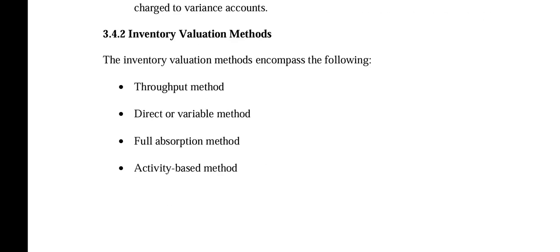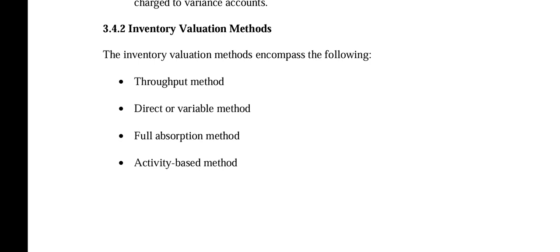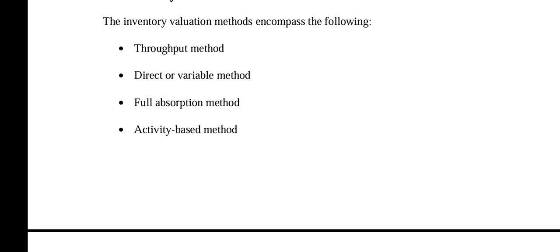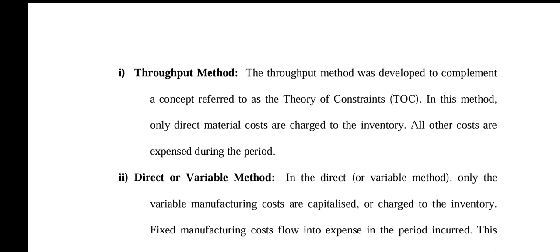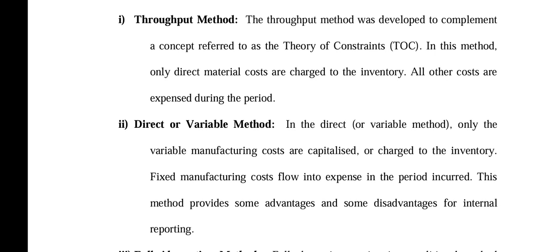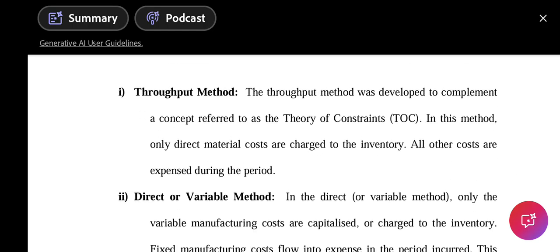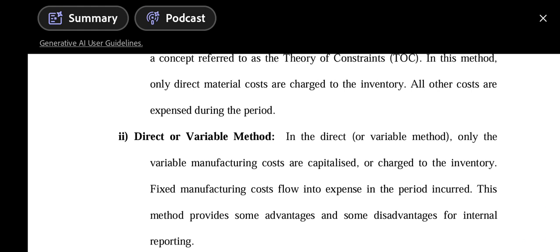And here are the inventory valuation methods we have. These are all of them: throughput, direct or variable, full absorption, activity based. You can see the definitions there. They are all here in our material. We can go through them and form our notes for ourselves.